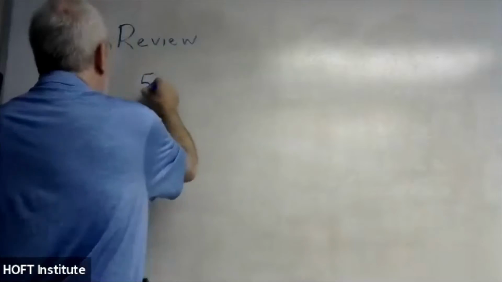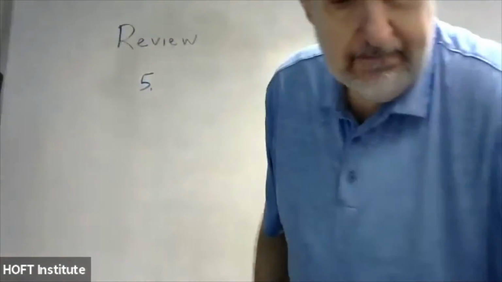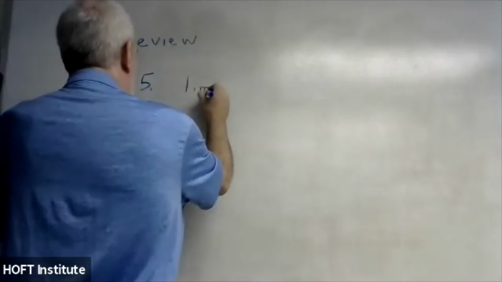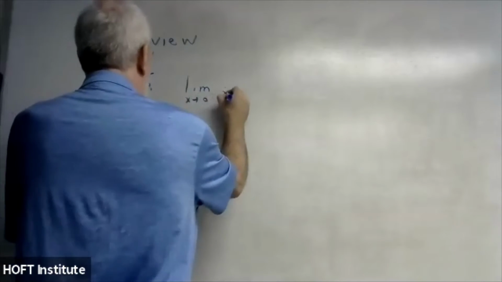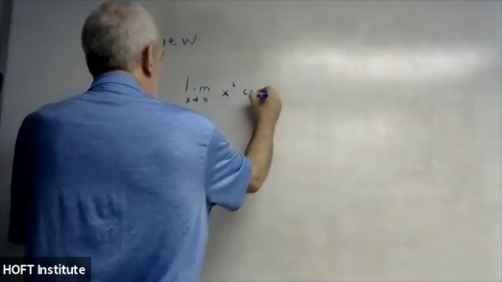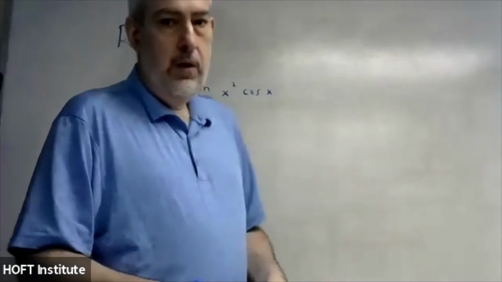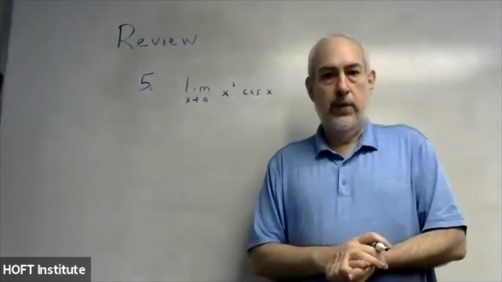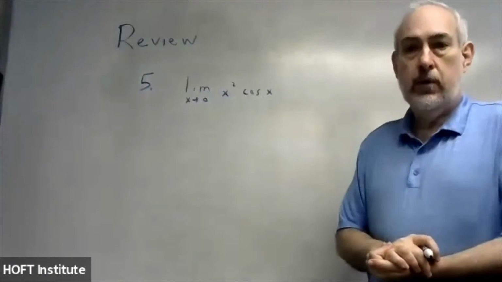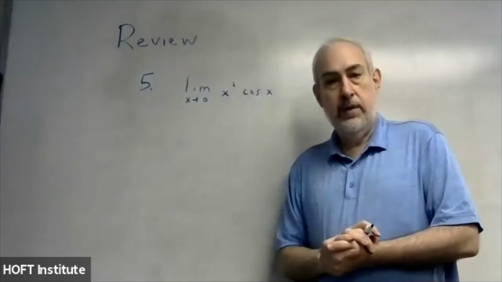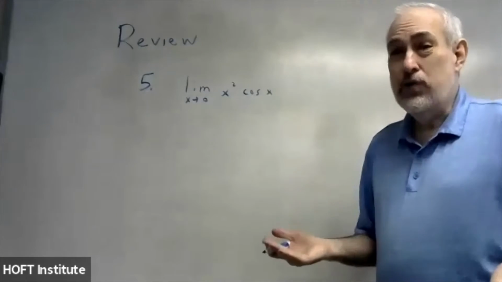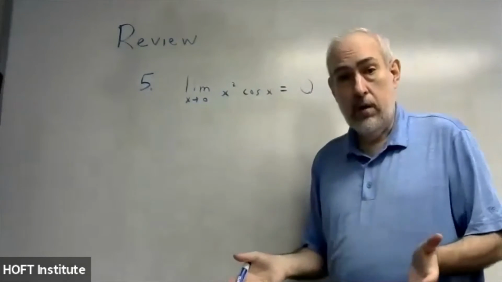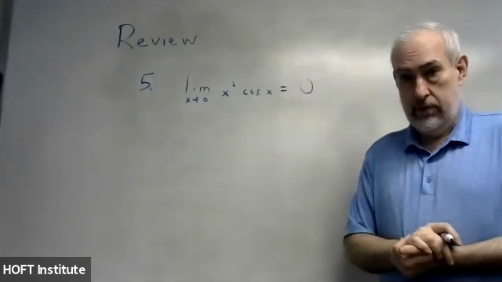Next one. Okay. The limit as x approaches 0 of x squared times cosine x. Now, a problem like this is probably going to be given with a hint. They're probably going to say, prove that this limit, they'd probably even tell you what the limit is. They probably will say something like, prove that this limit equals 0 using the squeeze theorem.